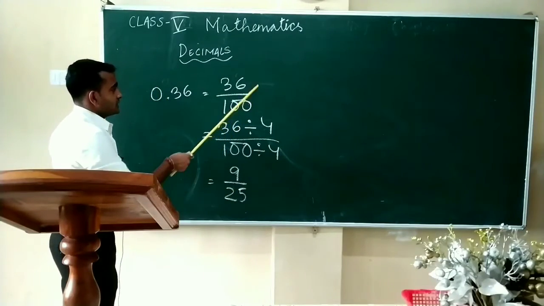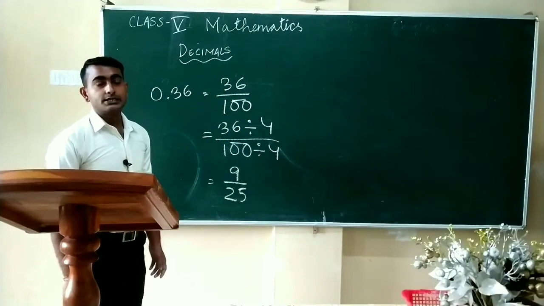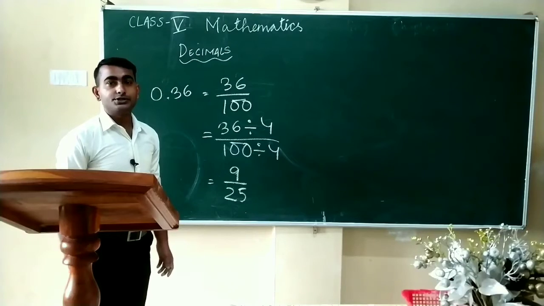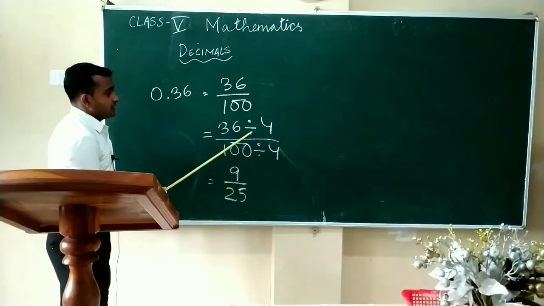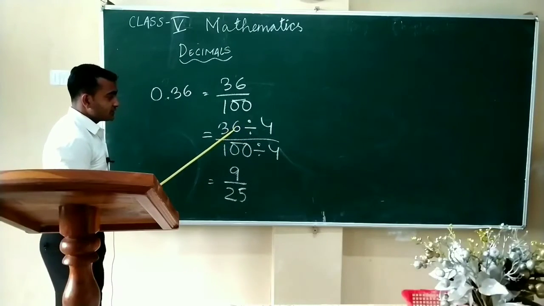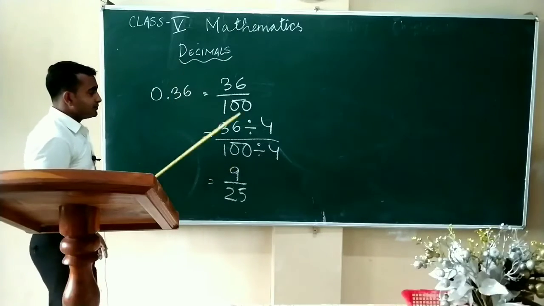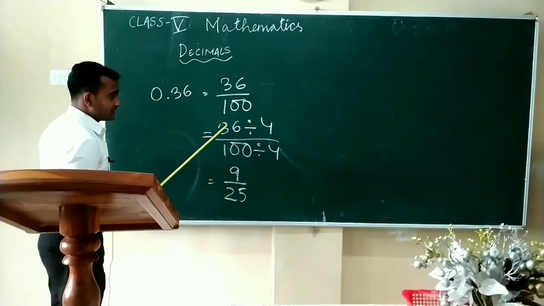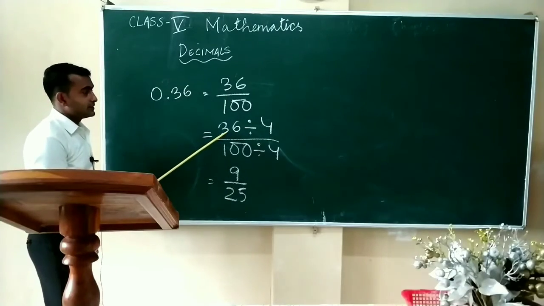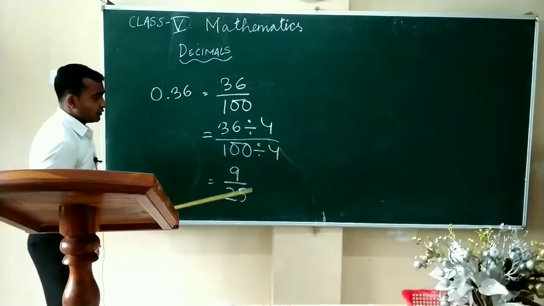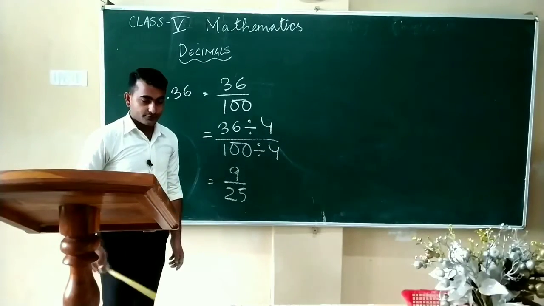So this can be reduced to the simplest form. See, divide both numbers by the same number. Divide both the dividend and divisor by 4. So you'll get 9 by 25.